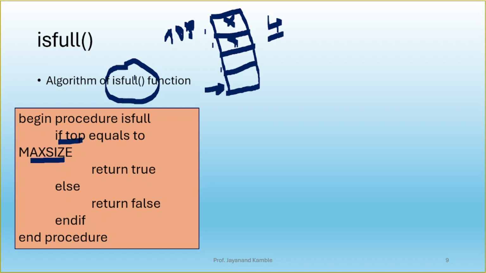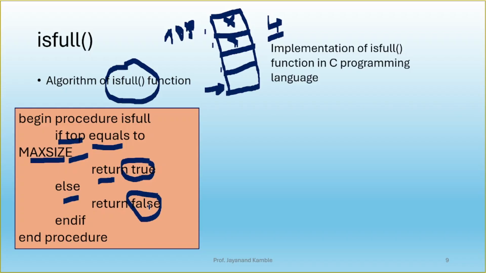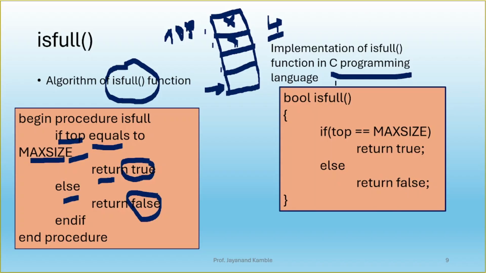Is full is the function. So here if top equals max size, we will return a value as true. That means my stack is full. Else I will return false, as my stack is not full. The same can be implemented in the C programming language like this, where is full is a function which is returning a value of type boolean. So what is a boolean value? True and false. So if top equals max size, return true, else return false.